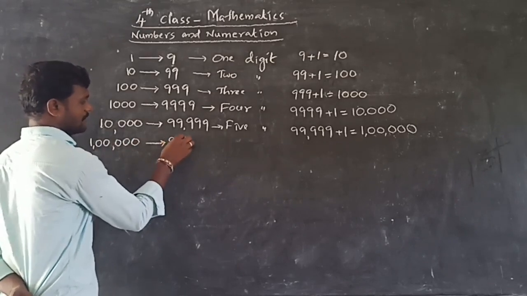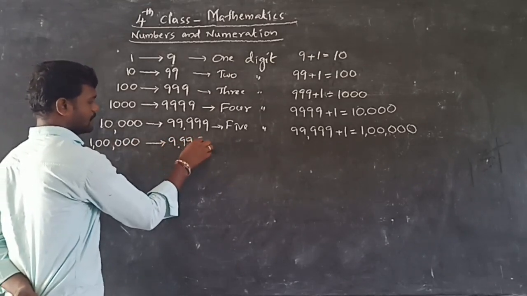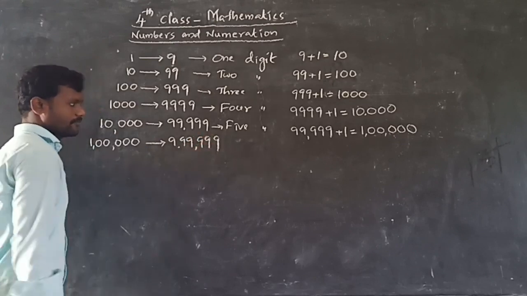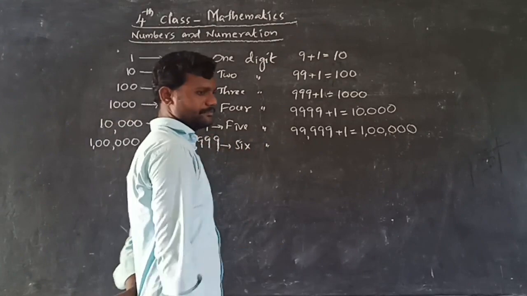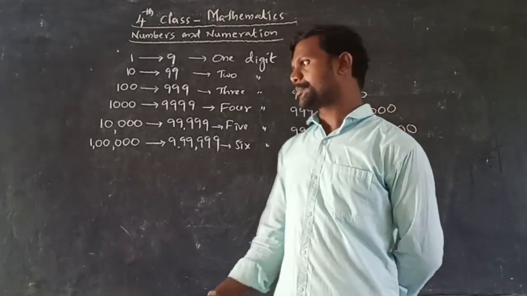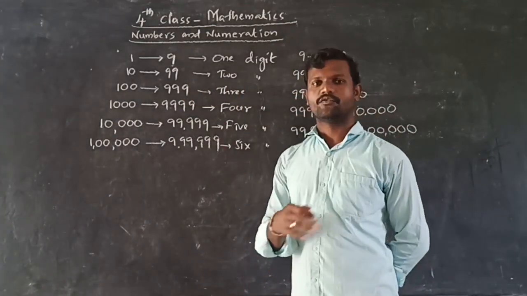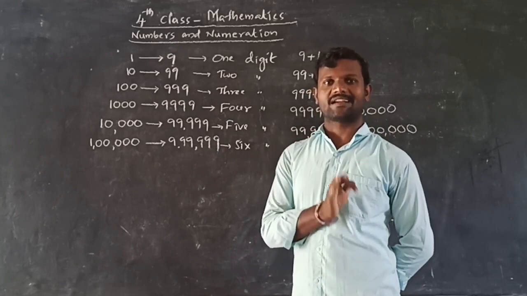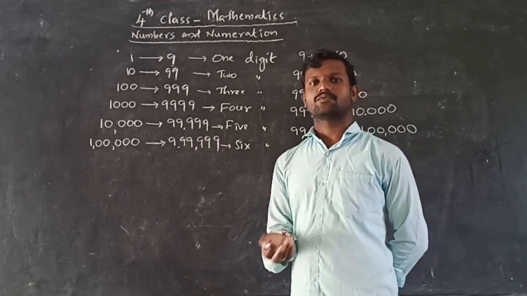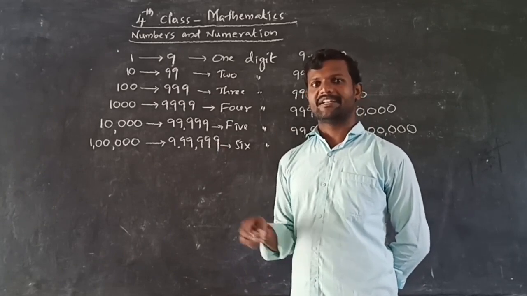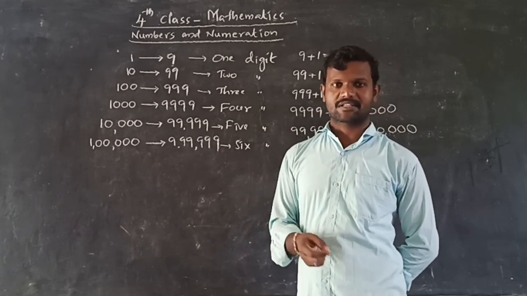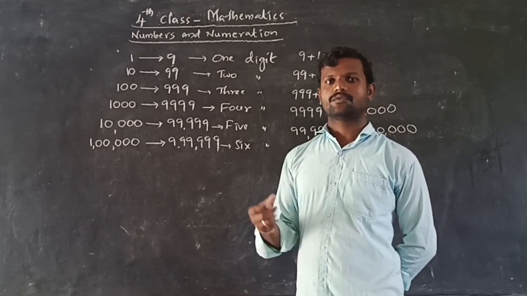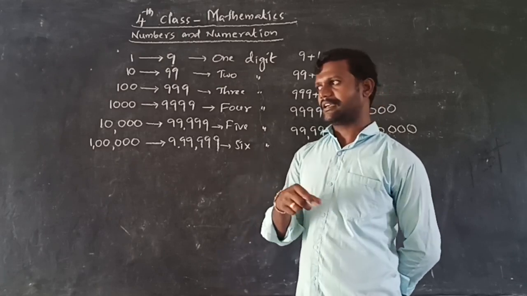And the largest 6 digit number, what is that? 99,999. So these numbers are 6 digit numbers. Okay, up to 6 digits we learnt in fourth class, means up to lakhs. So after lakhs, what will be there? That will be discussed in our fifth class. But before going to enter into the first exercise, we have to write the rewind exercise.